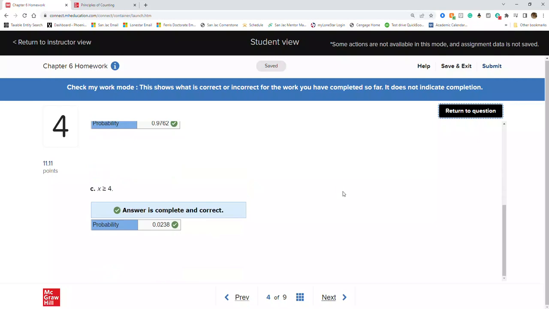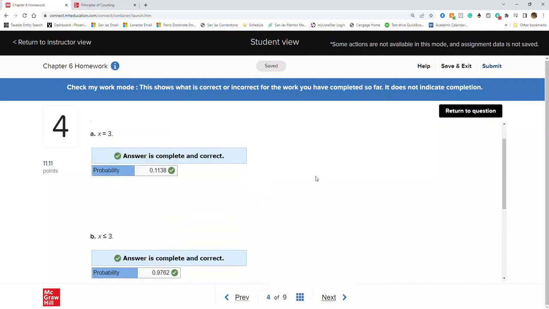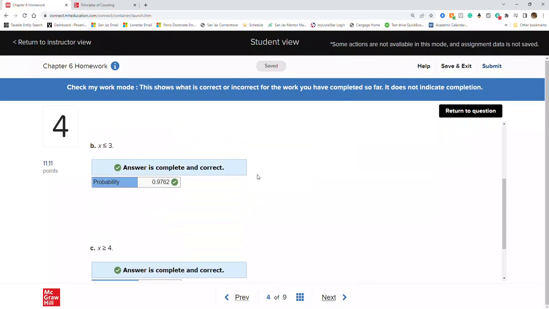Check. And they are correct. So that's how we solve for 4. Since we already got the binomial formula in, all it is, is go into Excel and plug it in, and then understand what it means for less than and greater than. Again, this is why I have it already in table form. Makes it a lot easier and a lot quicker.